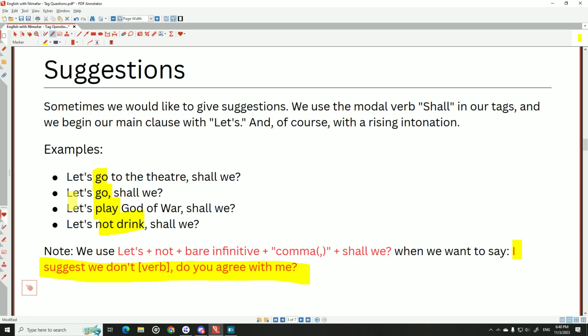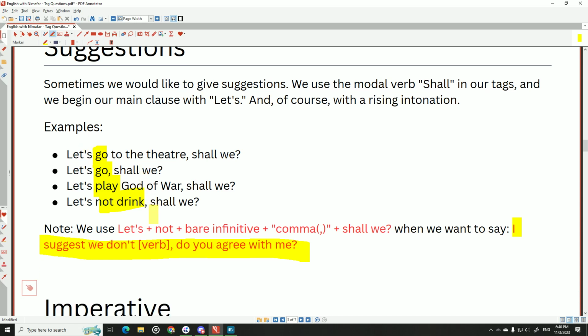Okay? For example, you've just bought your PS5. Congratulations, firstly. And then you're inviting your friends to play God of War. Say, hey guys, let's play God of War, shall we? It means I suggest we play God of War. Do you agree with me? Your friends either say, yeah, good, let's do it, or say, no, I don't like God of War, let's play, for example, GTA, whatever, okay?